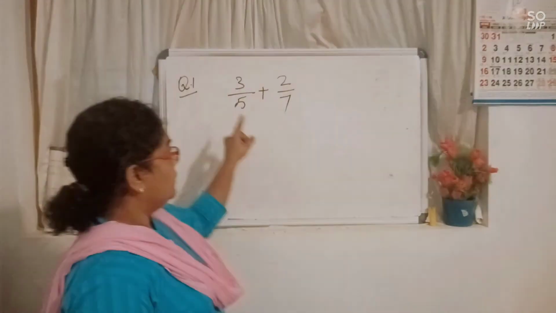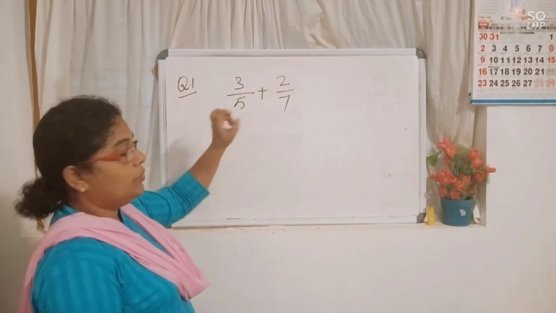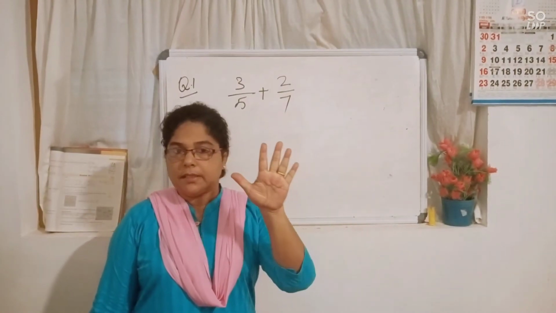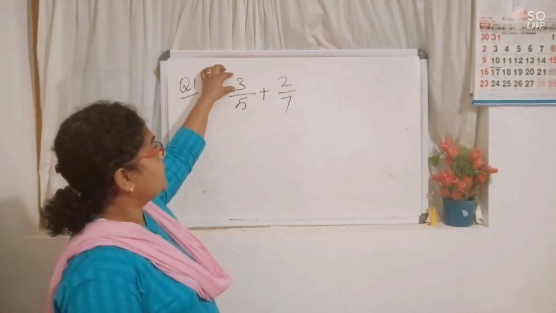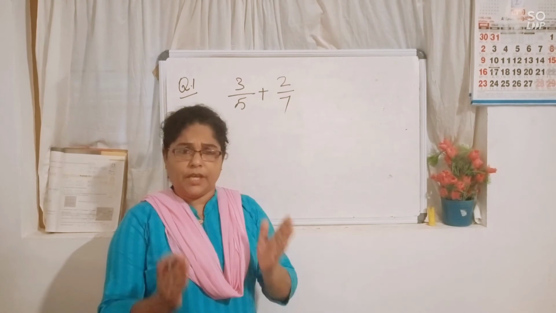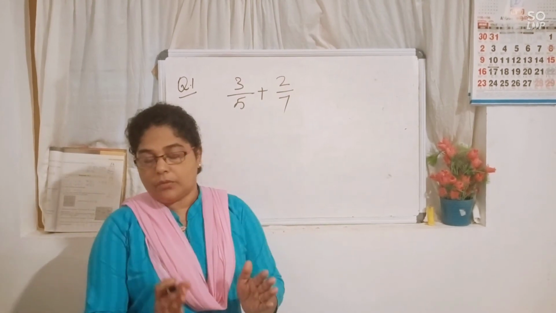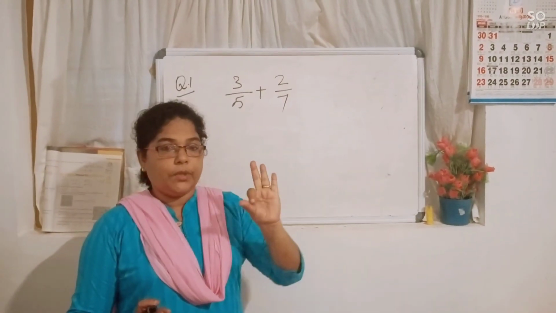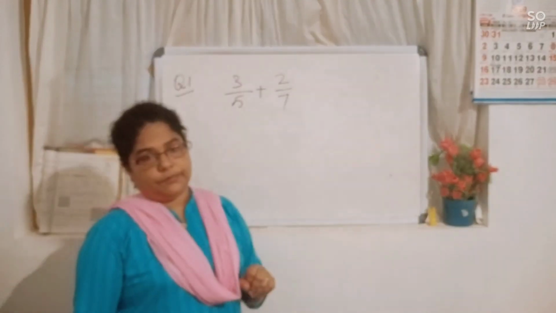Now, this is 3 by 5 plus 2 by 7. So I told you what 5 means. One thing, divide how many pieces? 5 pieces. Out of that 5 pieces, that particular person is getting how many? 3 pieces. Same thing, we are dividing 1 chocolate, 2 chocolate. So the first one is divided into how many pieces? 5 pieces. Out of that 5 pieces, one person is getting 3 pieces.